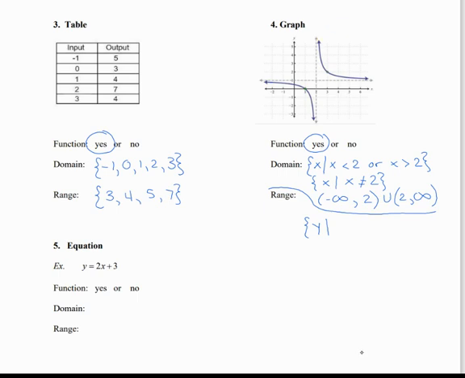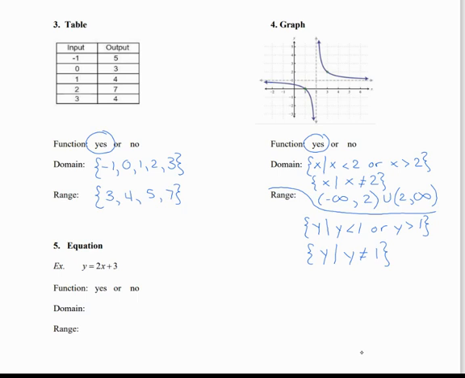However, there is a break in the graph, right? There is a break at the y value of 1. So what we need to do is do it very similar to how we wrote our domain. We're going to have y such that y is less than 1 or y is greater than 1, but 1 is never included. That's the same thing as saying y such that y can't equal 1. Everything else is fair game.